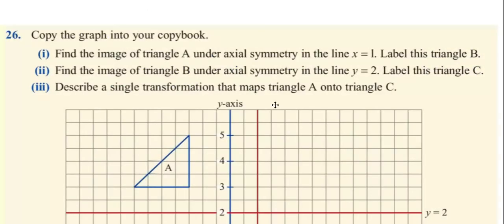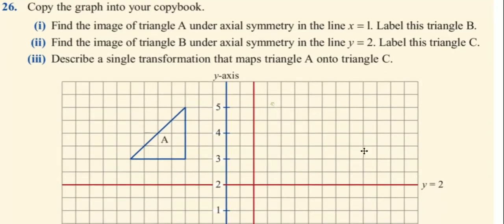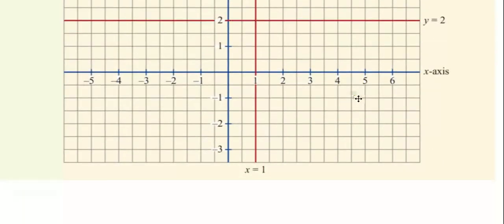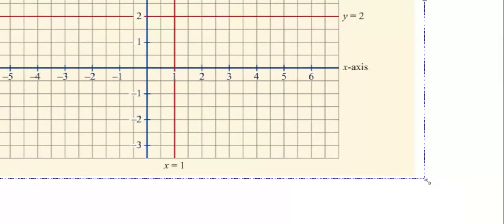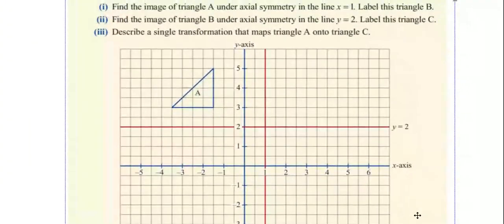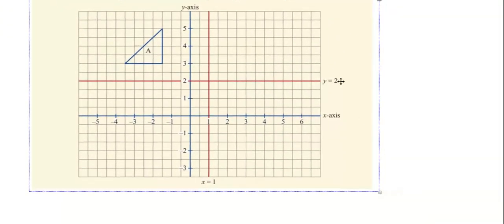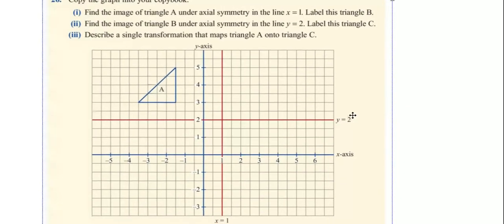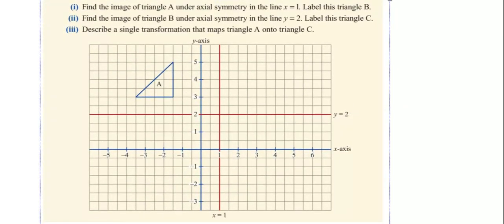Okay, question 26 on one of the other exercises. I'll get it in the title of the video, so I don't need to worry too much. Okay, copy the graph in your copybook. Find the image of triangle A under axial symmetry in the line x equals 1. Well, x equals 1 is this red line here.